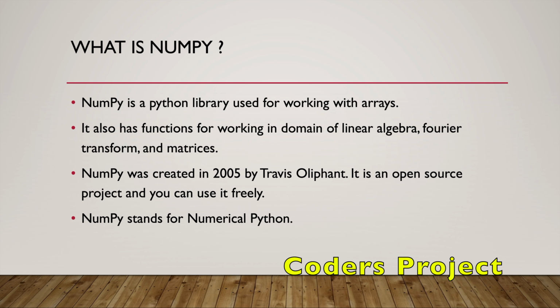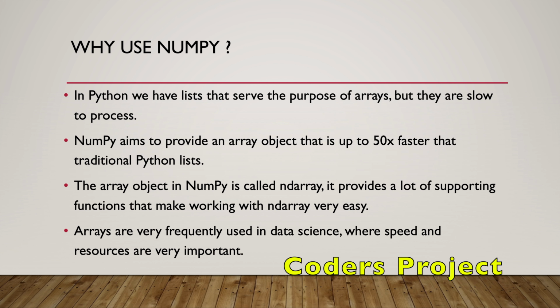So why do we need to use NumPy? In Python, we have lists that serve the purpose of arrays, but they are slow to process. NumPy aims to provide an array object that is up to 50 times faster than traditional Python lists. The array object in NumPy is called ndarray, and it provides a lot of supporting functions that make working with ndarray very easy. Arrays are very frequently used in data science, where speed and resources are very important.